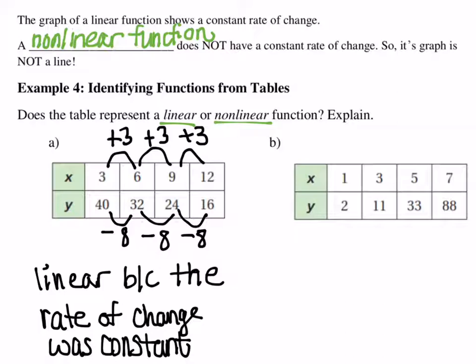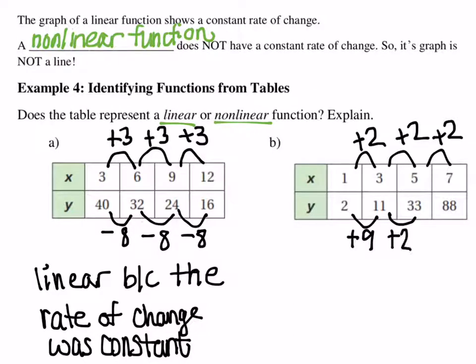All right, part B. You guys know me. I like to give you an example of each to refer back to. So hopefully this one will be nonlinear, but we'll have to be able to explain why if that's the case. So we're going to check our x's. 1 to 3, that's a plus 2. 3 to 5 is a plus 2. And 5 to 7 is a plus 2. All right, not bad. So down here from 2 to 11, that is a plus 9. 11 to 33, oh man, that's a plus 22. And then 33 to 88 is a plus 55.